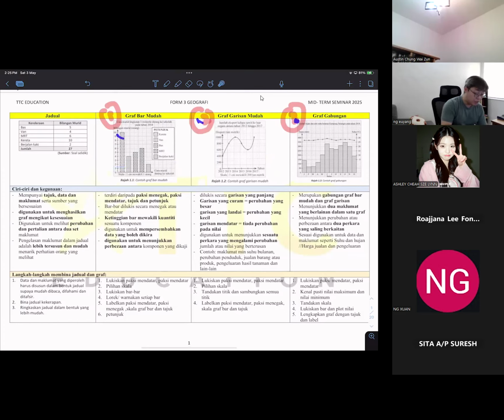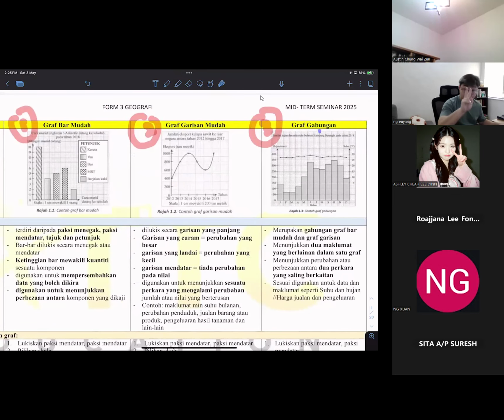But all the 1, 2, 3 graphs here, graph bar, graph garisan, and graph gabungan. Gabungan is combining the graph bar and then graph garisan. So I just try to briefly go through. Your graph gabungan, we have 2 paksi Y. So this is your paksi X. I think you guys all know that the paksi X is referring to quantity. So paksi Y is for different items. So maybe they can refer to the number, refer to the money, refer to the quantity, right?